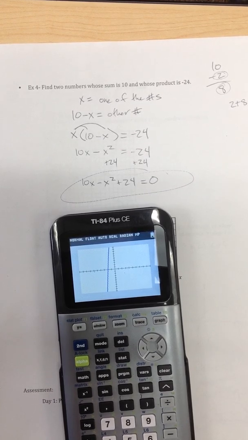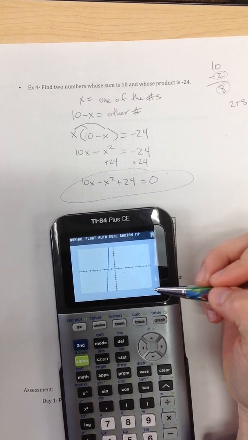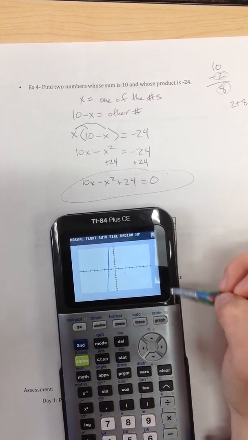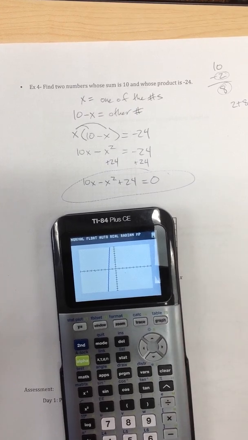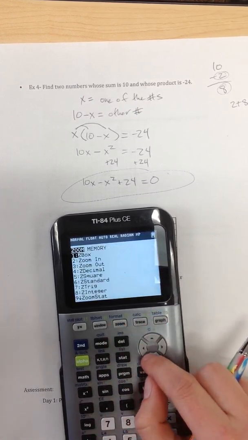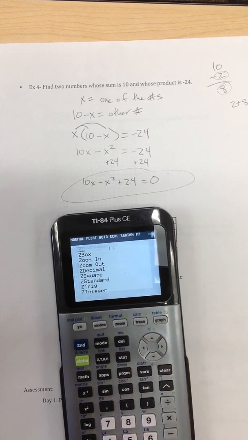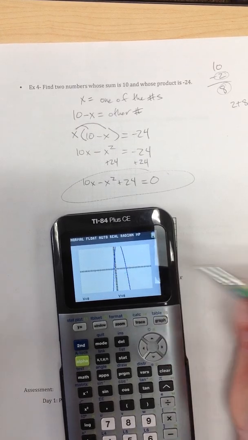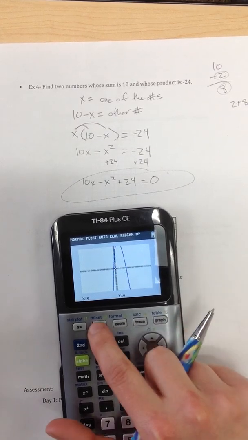Okay, so you might be wondering, our graph went up, but it never went down. The reason for that is it's actually going to come down off of our screen, so if we wanted to see it, we'd have to zoom out a little bit. You could either go zoom and then arrow down to out and click enter. Then you can see where it's crossing in 2 spots, or you could change your window.